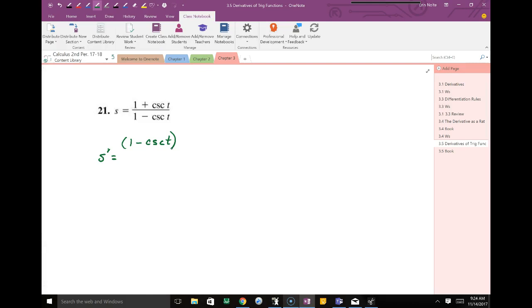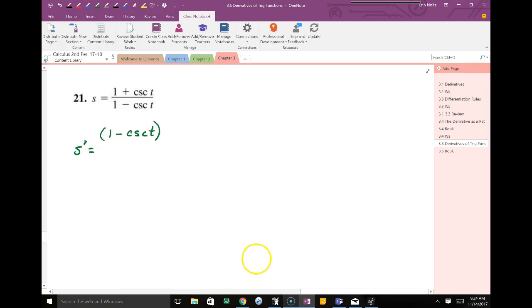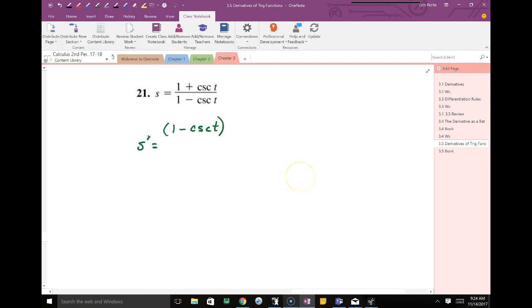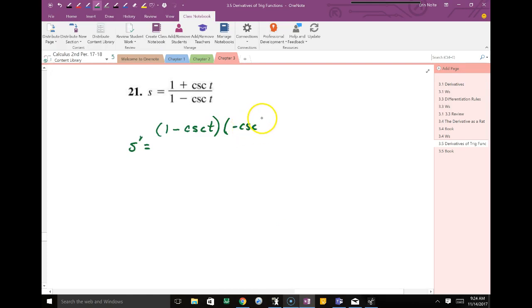I should. All right, d hi. What is the derivative of 1 plus cosecant? What is the derivative of cosecant? Negative cosecant times cotangent. Oh my gosh, I can't write. Sorry guys, you'll have to finish this one. There we go. Negative cosecant times cotangent.